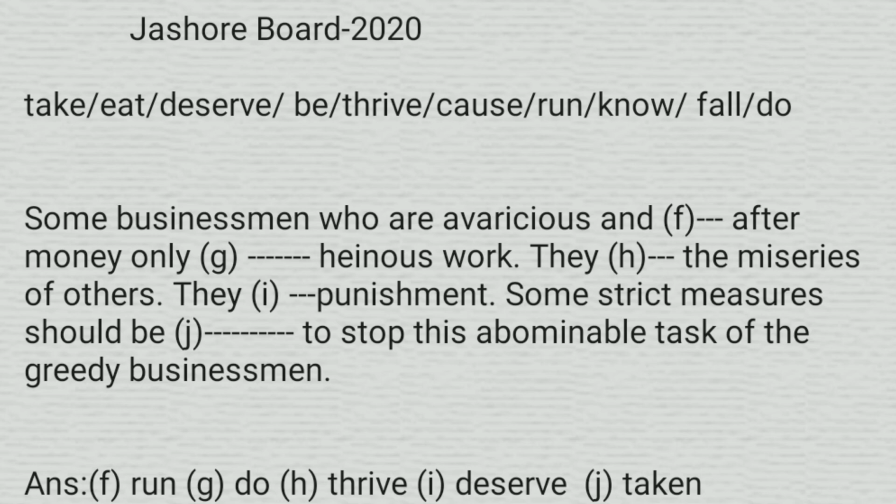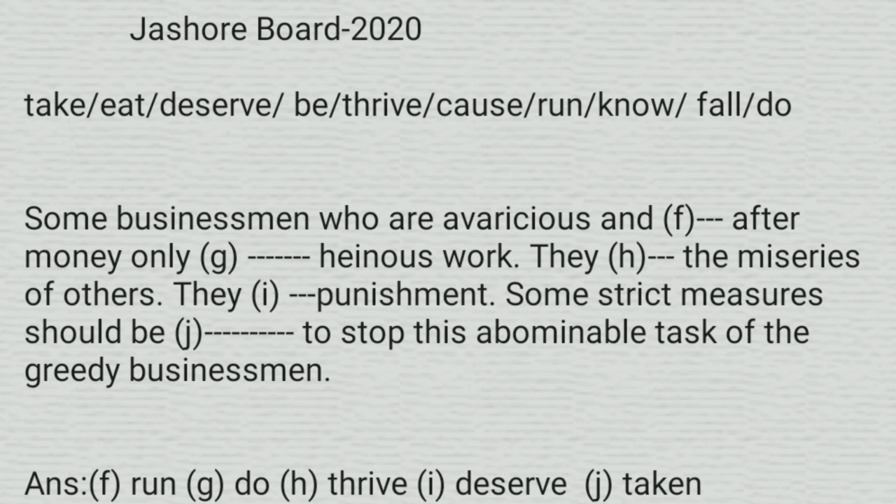They deserve punishment. Some strict measures should be dashed to stop this abominable task of the greedy businessman. Here, the suitable word is take, and we can see here should be. After should be, we have to use the past participle form of the verb, so the answer will be taken. Some strict measures should be taken to stop the abominable task of the greedy businessman.